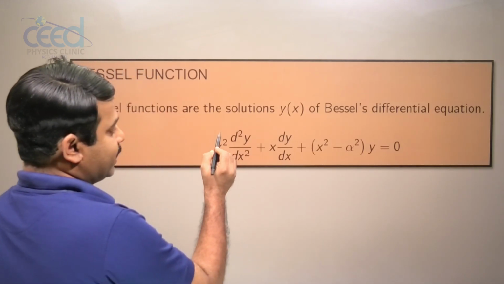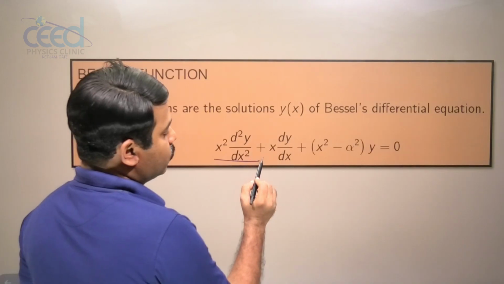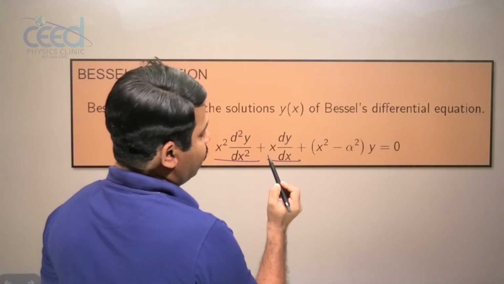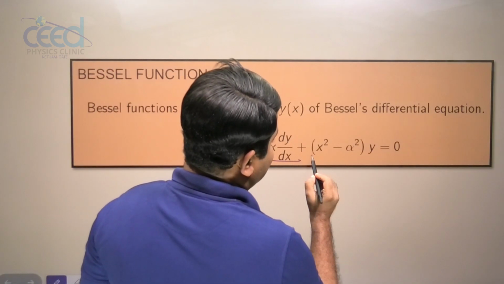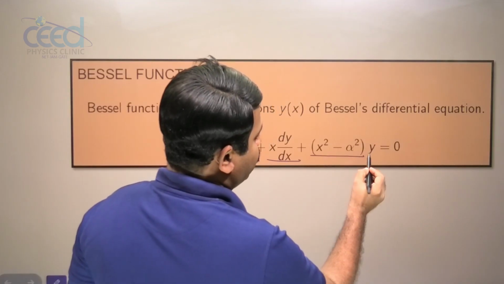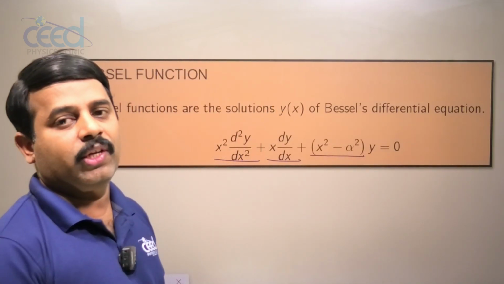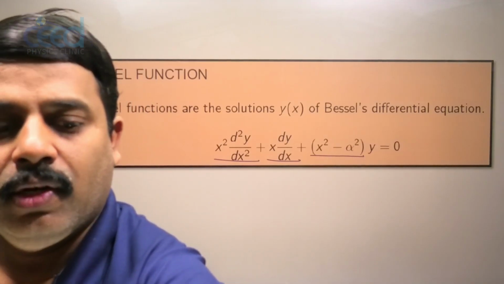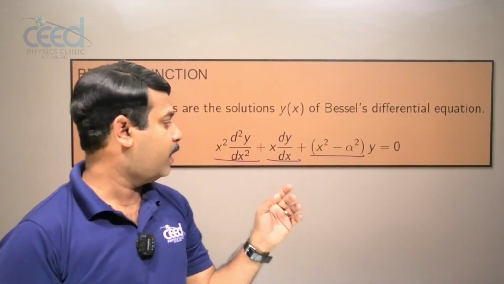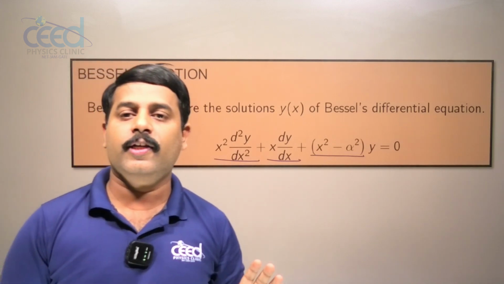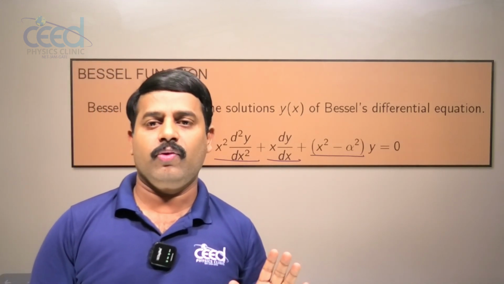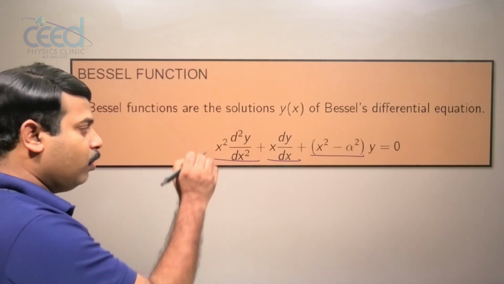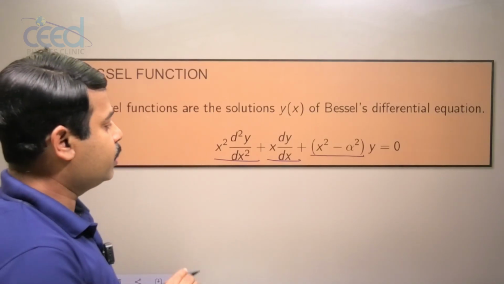That means x square d square y by dx square plus x dy by dx plus (x square minus alpha square) into y is equal to 0. A differential equation of this format is called a Bessel differential equation. Now, how do we solve this Bessel differential equation?